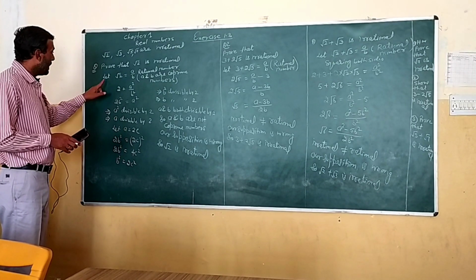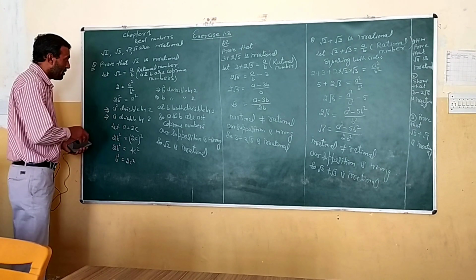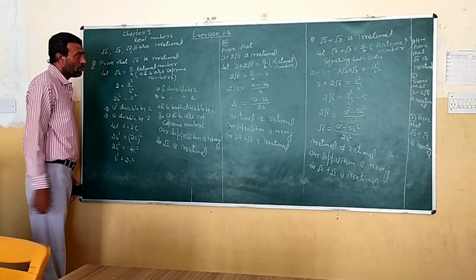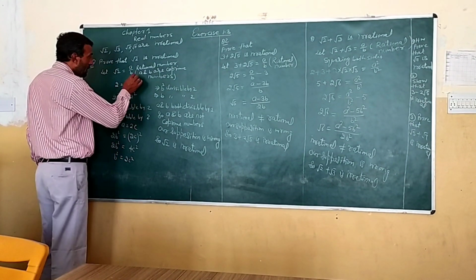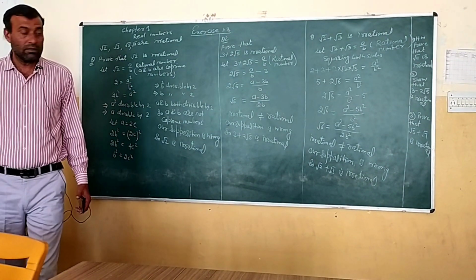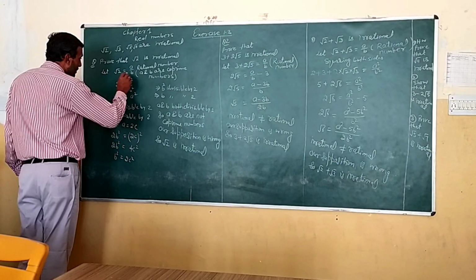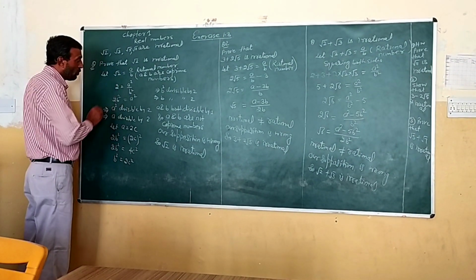For this, let root 2 be equal to a upon b, which is a rational number. Both a and b are co-prime numbers. Co-prime means they have only the common factor 1. So to prove this theorem, we now square both sides.